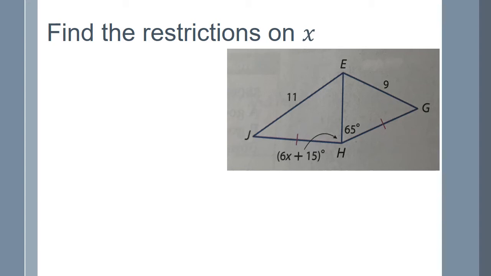Anyway, we're back. So we are going to state that since we see that segment EJ is larger and segment EG is smaller, we're going to set this up as larger and this up as smaller here. So we're going to say that 6x plus 15 is less than 65.